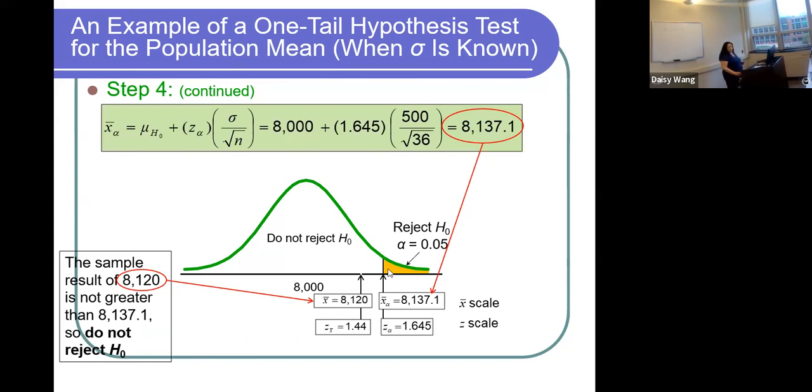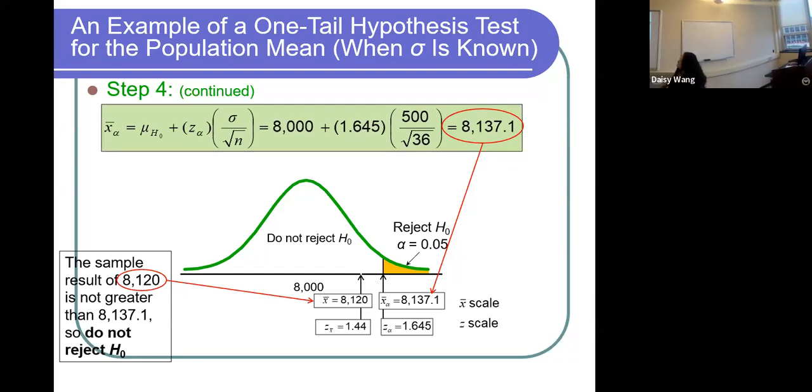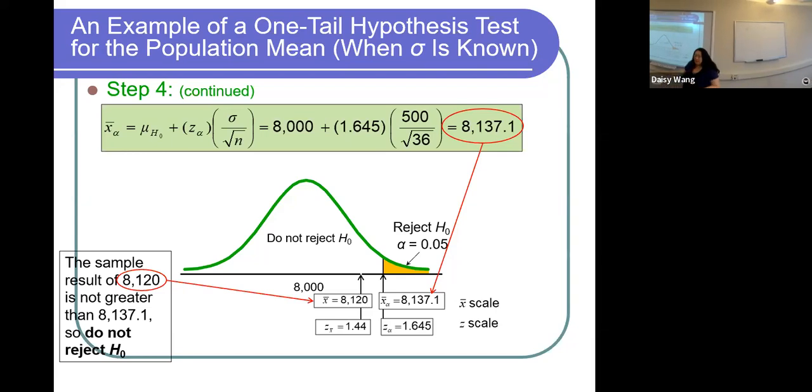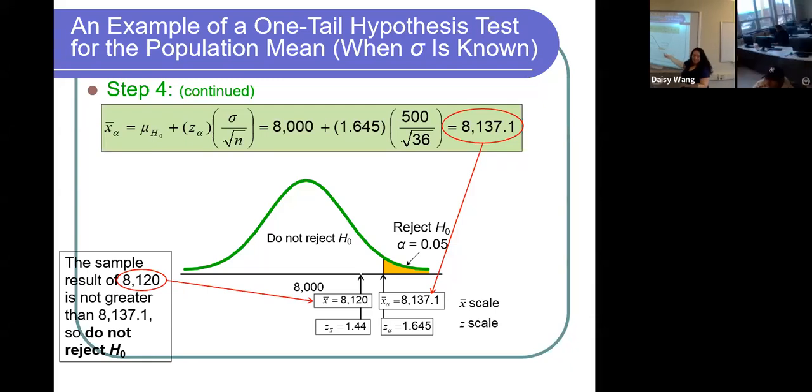$8,137. So if we want to reject it, we want to claim that the life of the light bulb is actually longer than 8,000. For the 36 samples we test, the life of the light bulb should be more than 8137. Then we can say we can reject, and we have to mean that light bulb life is less than the light bulb life.